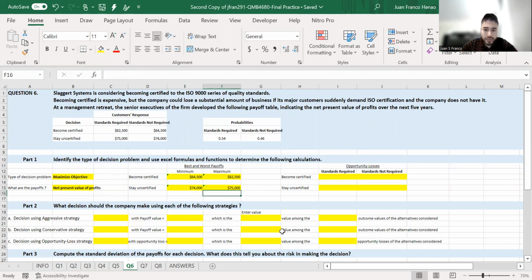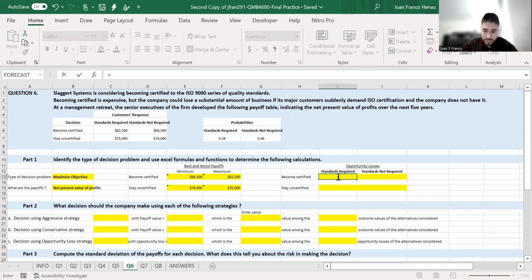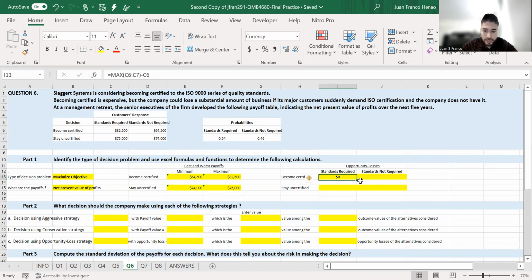max, perfect. Now we need to look at our notes, and we said now their objective is to maximize. So the opportunity loss is different. This part is very important because it is not the same as for the minimize objective. Now, for the opportunity loss, it would be the max for the column, close parentheses, minus the reference cell. We are in become certified, so it corresponds to this one. We can drag it to the right, and we got the 0 that I was talking about during the previous question, and we got a value here.